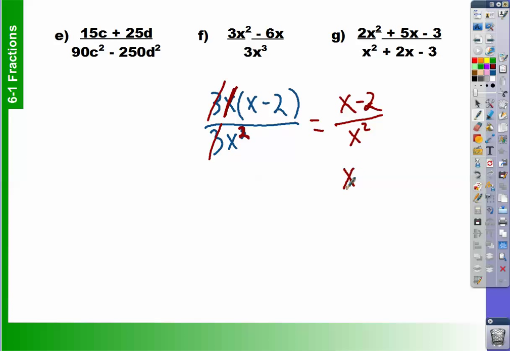By the way, x cannot equal 0. It can't equal 0 because 0 squared is 0. So there you have it.